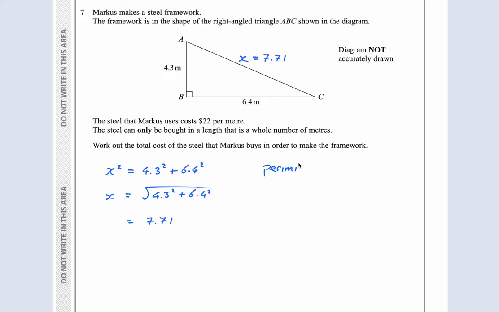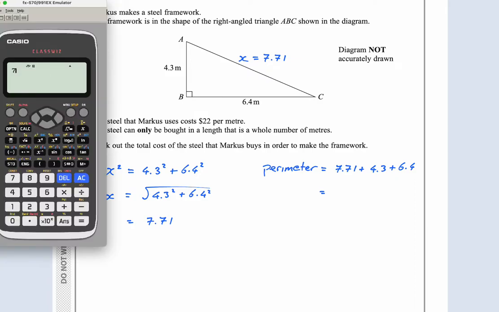Therefore, the perimeter of the triangle. Perimeter, that's better. The perimeter is 7.71 plus 4.3 plus 6.4, which is 7.71 plus 4.3 plus 6.4. I will give it as a decimal, 18.41.